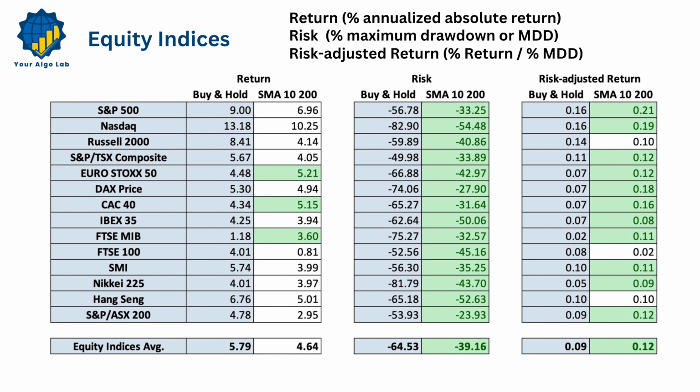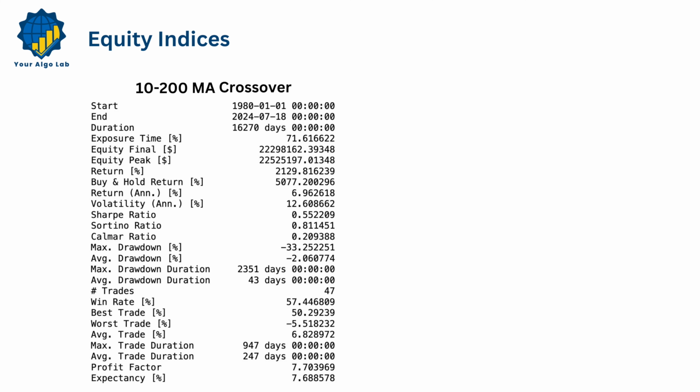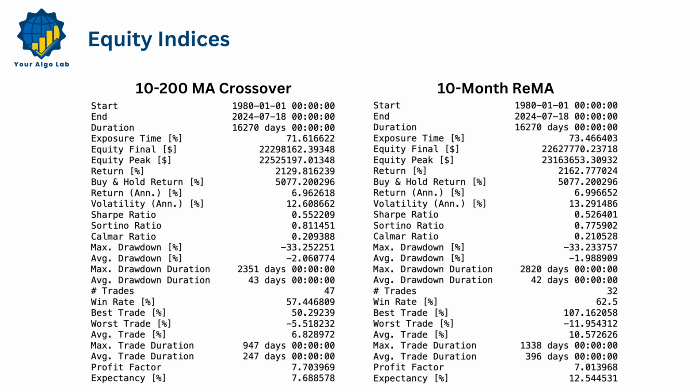For risk-adjusted return, we see that the 10 200 moving average crossover performed better in risk-adjusted return for most of the indices. This consistency is what we're looking for as we want an indicator to be effective across similar assets. Let's compare our 10 200 moving average crossover strategy with the 10-month resampled moving average strategy, which we backtested and analyzed in episodes 4 to 6.